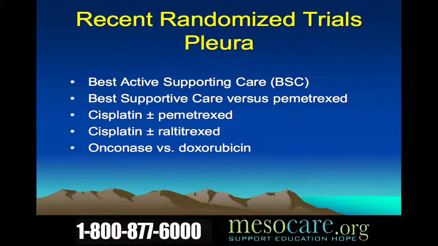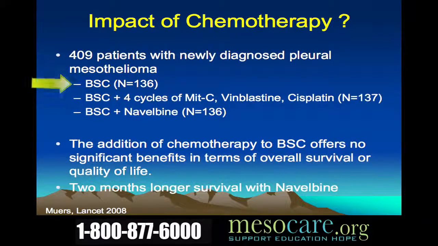So there have been a few randomized studies in pleural mesothelioma, and I'm going to show you the first four. This one has not been published in full yet. The first one was a British study looking at best supportive care or the same plus 4 courses of a combination chemotherapy or a single agent. And this was in first line, so as soon as the patients were diagnosed. Well, the result is there was no benefit over best supportive care in terms of overall survival and quality of life. In the group that received navelbine, there was a 2 months longer survival, so very minimal help.